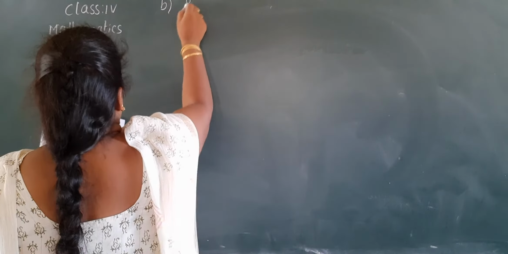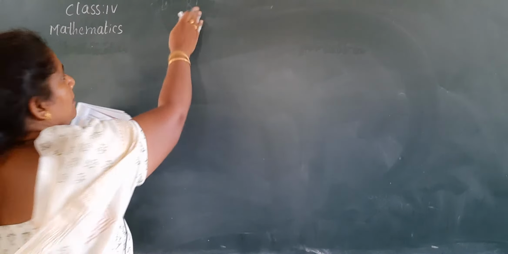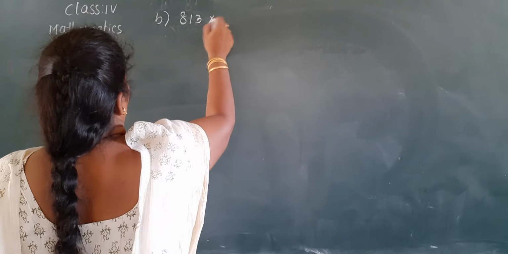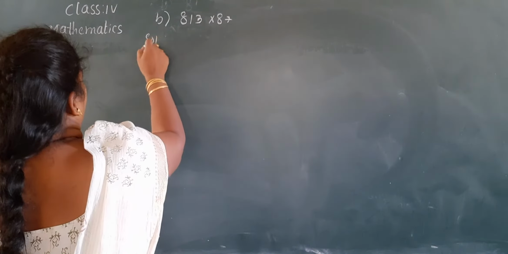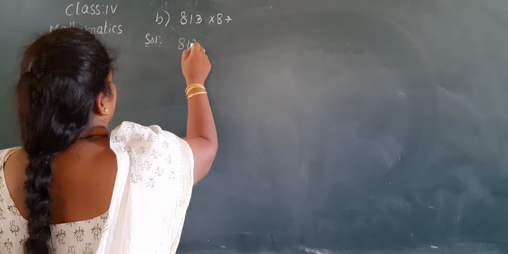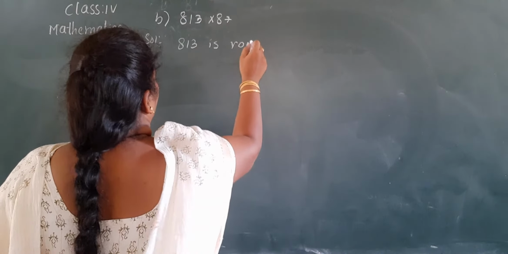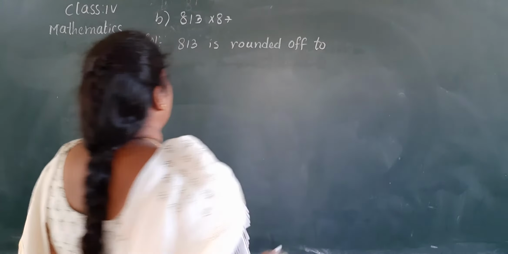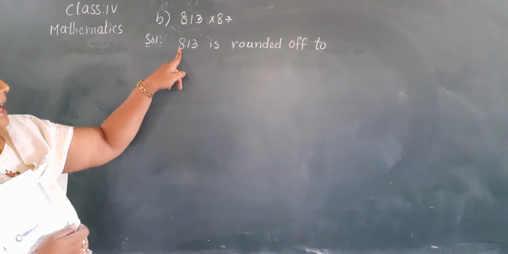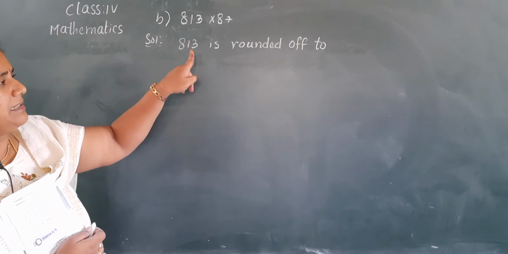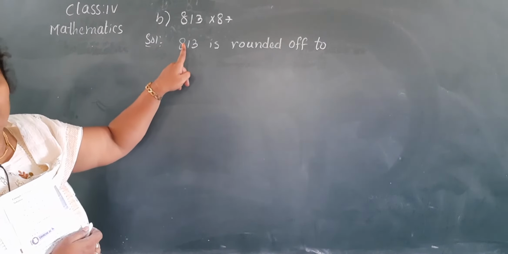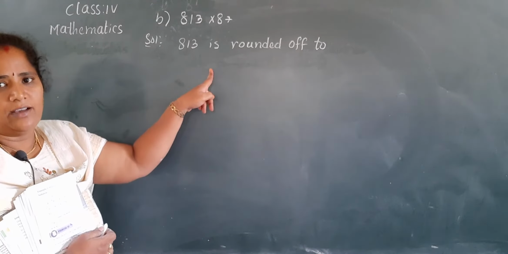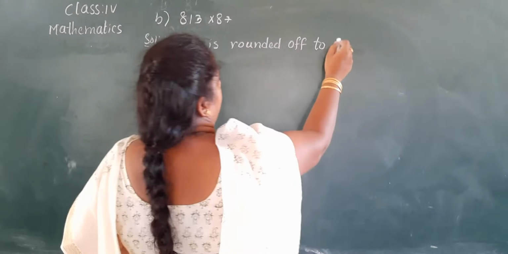B. 813 into 87. So first we find the estimated product. 813 is rounded off to, tell me, see the hundreds place. 813. So you have to round off this number to the nearest 100, so you look at the digit in the tens place. Here 1 is less than 5. So it is rounded off to 800.